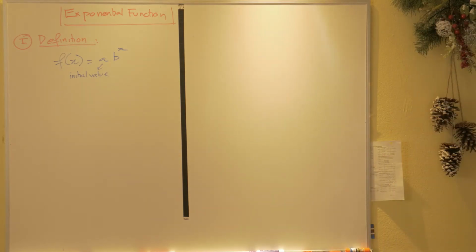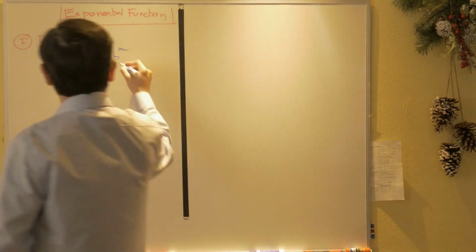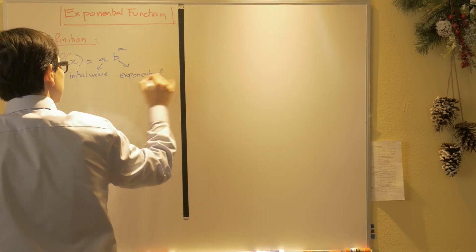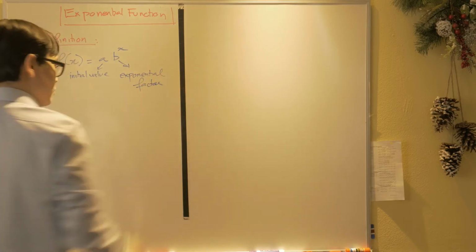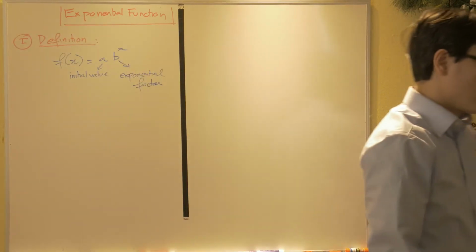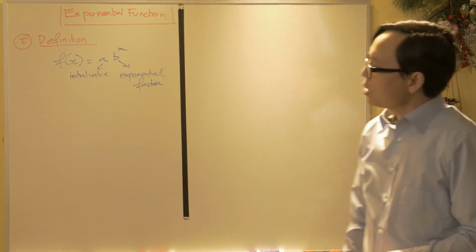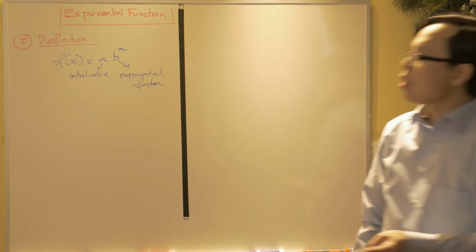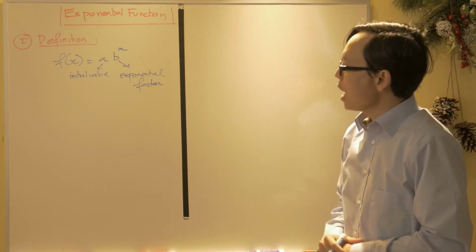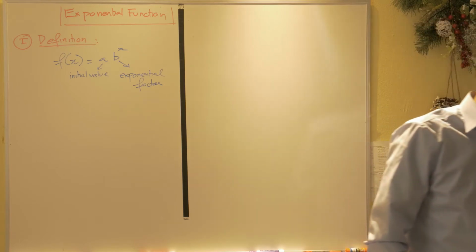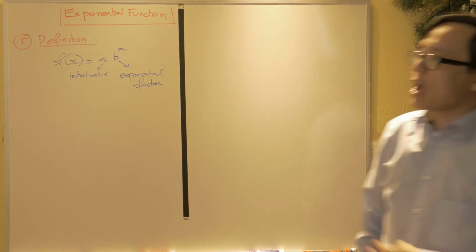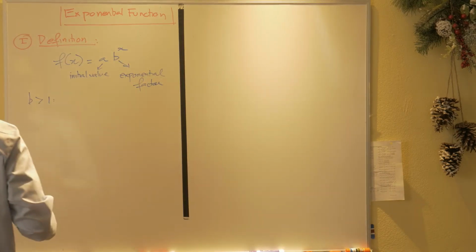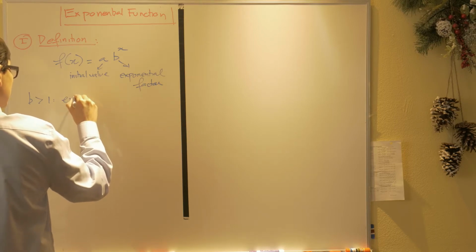Okay? And the b we call the exponential factor. B is the exponential factor. The exponential factor here could give exponential growth or exponential decay, depending on what the b value is. If the b value is greater than 1, we call that exponential growth.